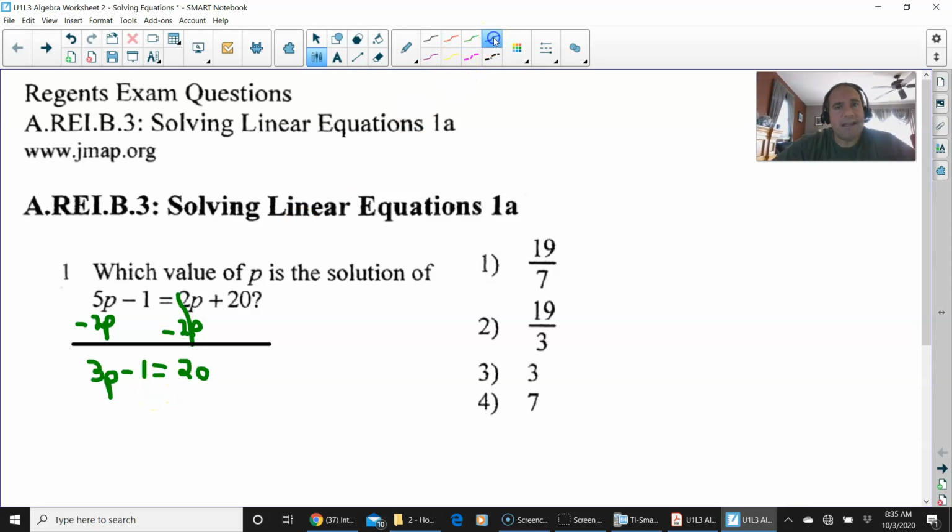Now you would use inverse operations to isolate that variable. Now that the variable is on one side, you cancel out the ones. You have 3p equals 21. And then the opposite of multiplication is division. Divide by 3, divide by 3, and p equals 7. And your answer would be choice 4.